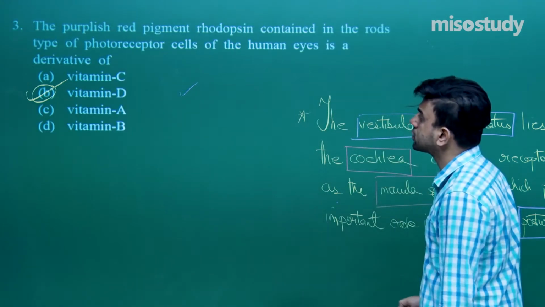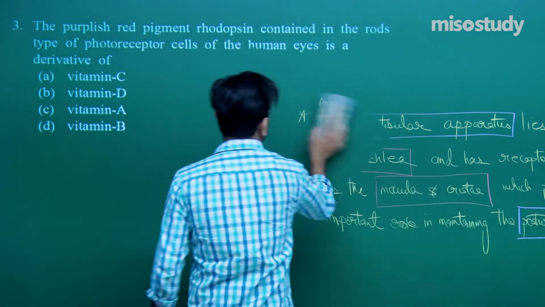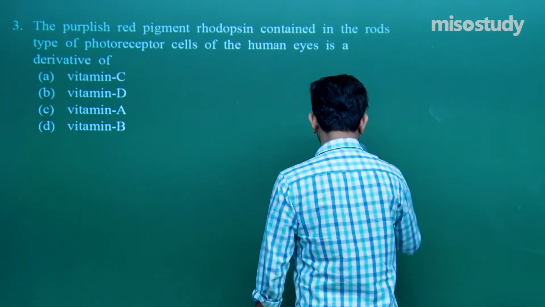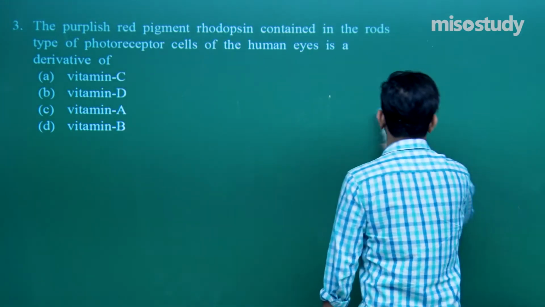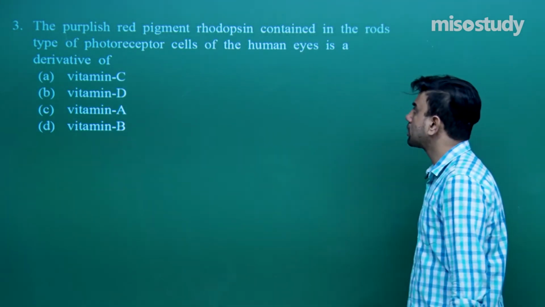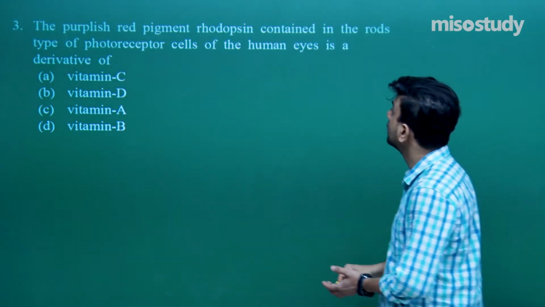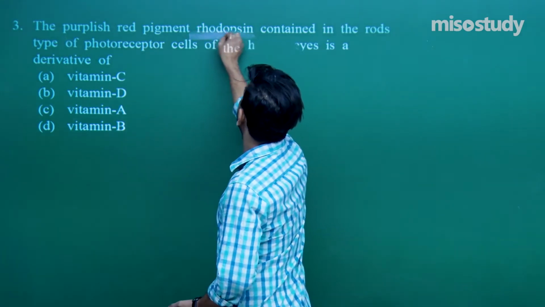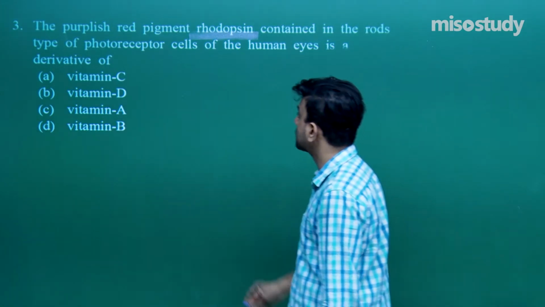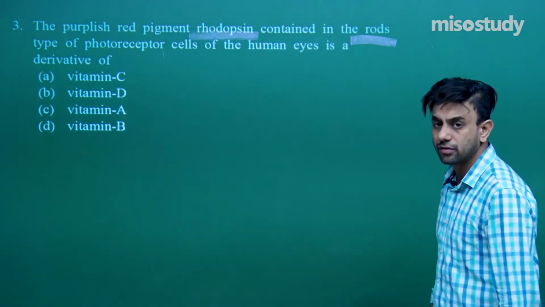Now we will talk about the third question. The purplish red pigment rhodopsin, which is also called visual purple, contained in the rod type of photoreceptor cells of the human eye, is a derivative of?